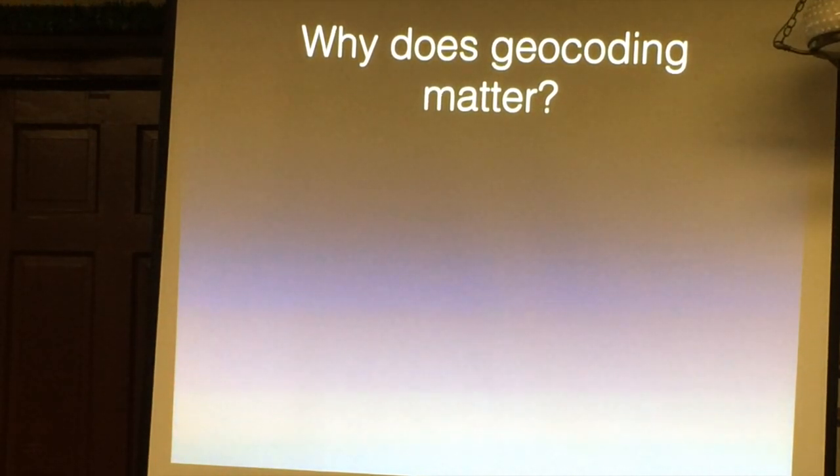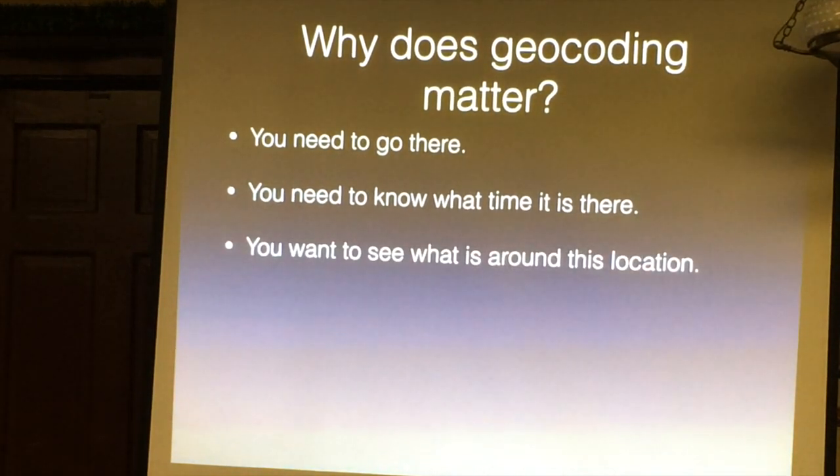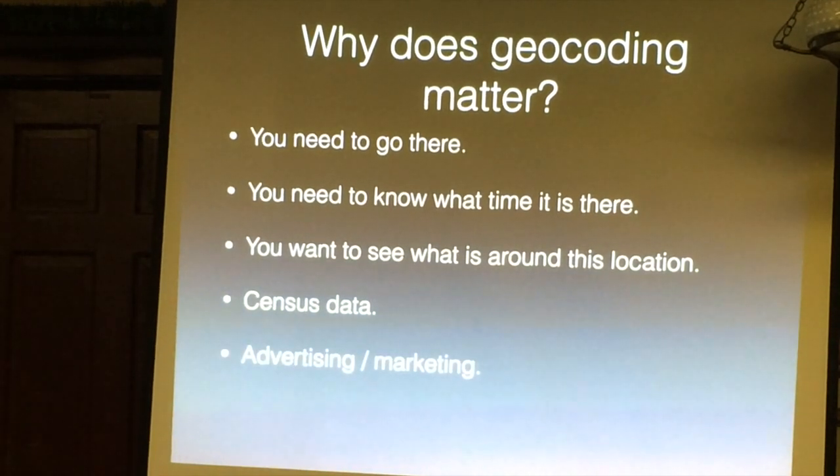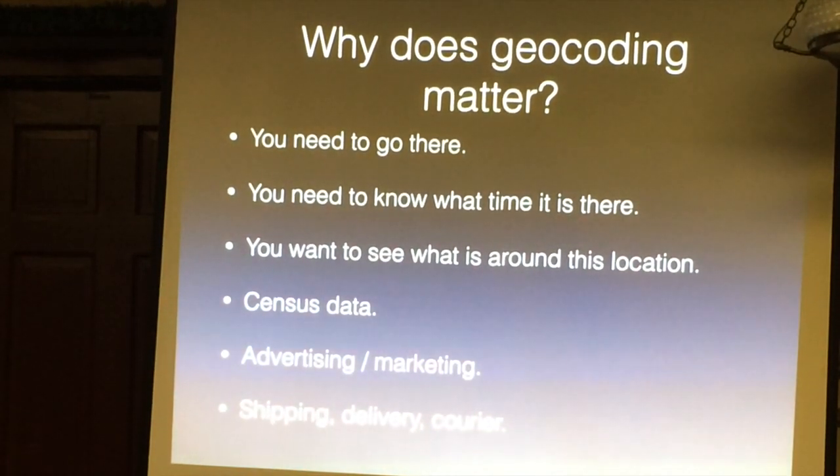You already mentioned it with FIPS codes, government census data. Exactly, government census. So you need to go there, you need to know what time it is there. You want to see what is around that location. Census data, of course. Advertising and marketing is a huge thing. You need a consistent way of storing locations in some database, whereas people may specify them in a number of different ways, and you need to translate them into one consistent way.